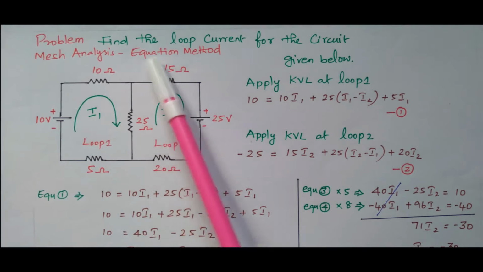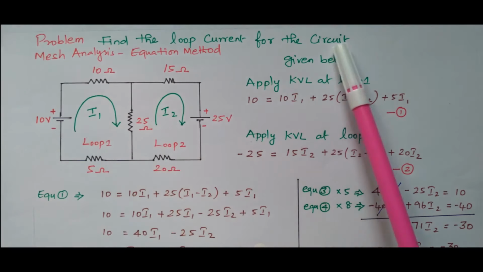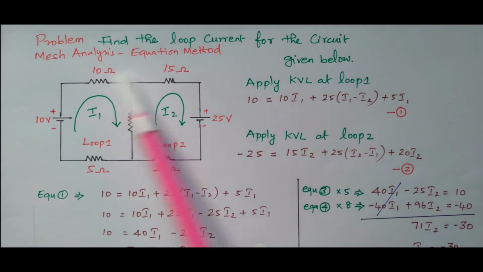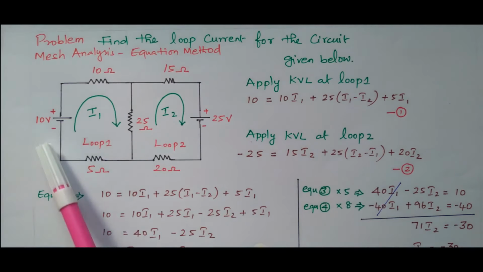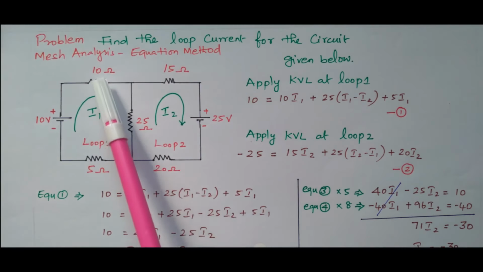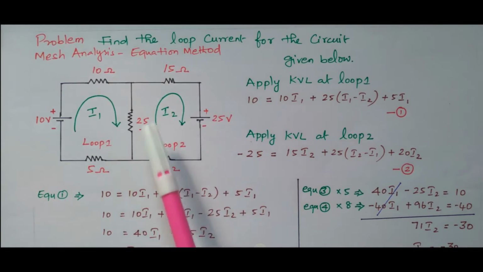The question is: find the loop current for the circuit given below. We need to find the loop current for this circuit. Now consider this circuit diagram, this circuit network. A 10 volt source is applied on this side and on the other side a 25 volt source is applied. There are 5 resistors available: 10 ohm, 15 ohm, 25 ohm, 5 ohm and 20 ohm.